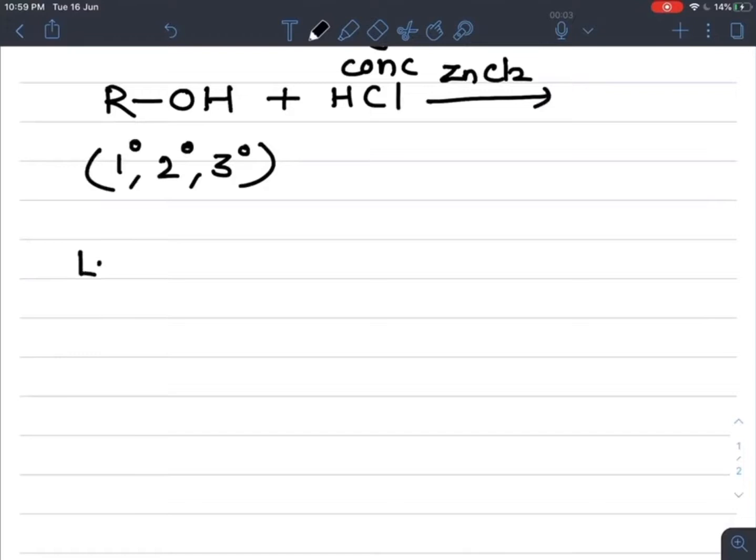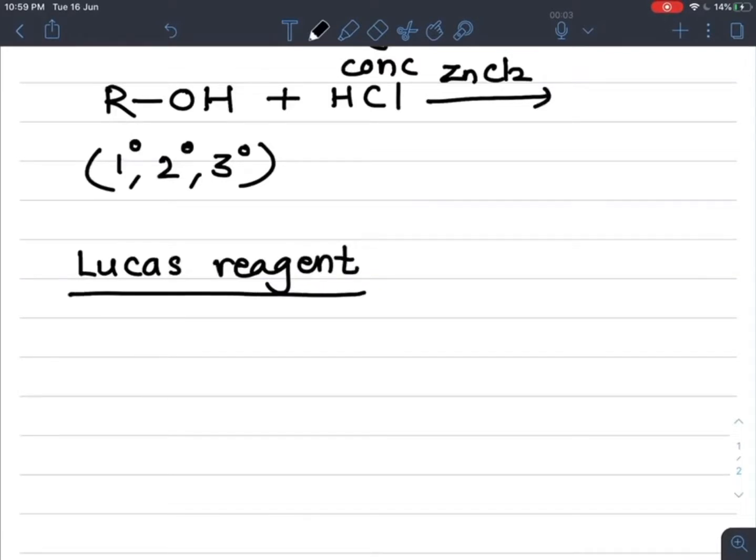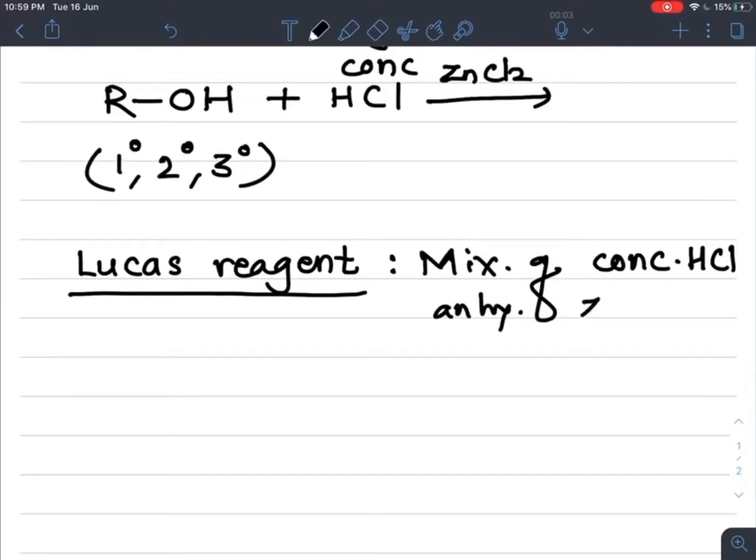So what is Lucas reagent? Lucas reagent is a mixture of concentrated HCl and anhydrous zinc chloride, ZnCl2. This mixture of concentrated HCl with anhydrous zinc chloride is called the Lucas reagent.